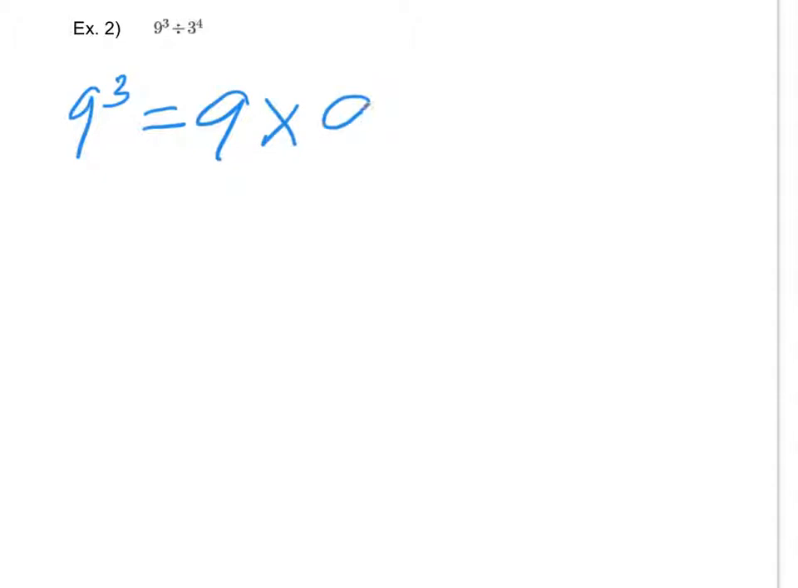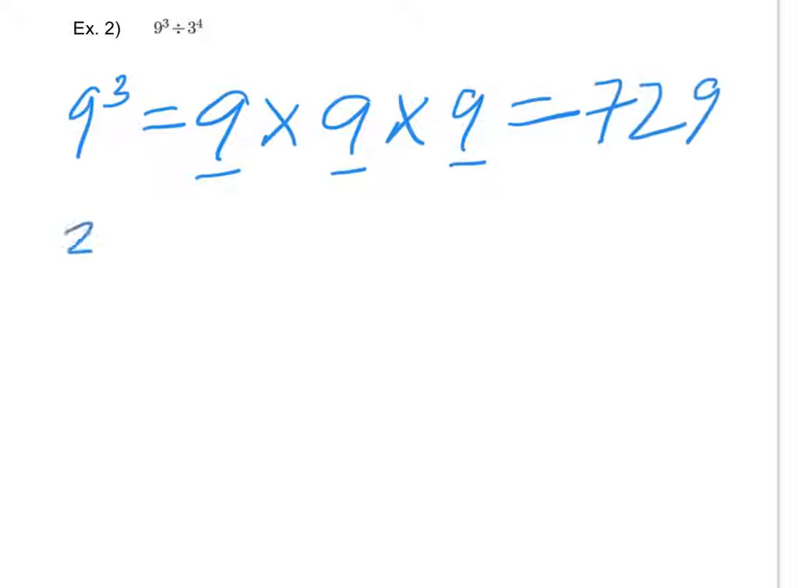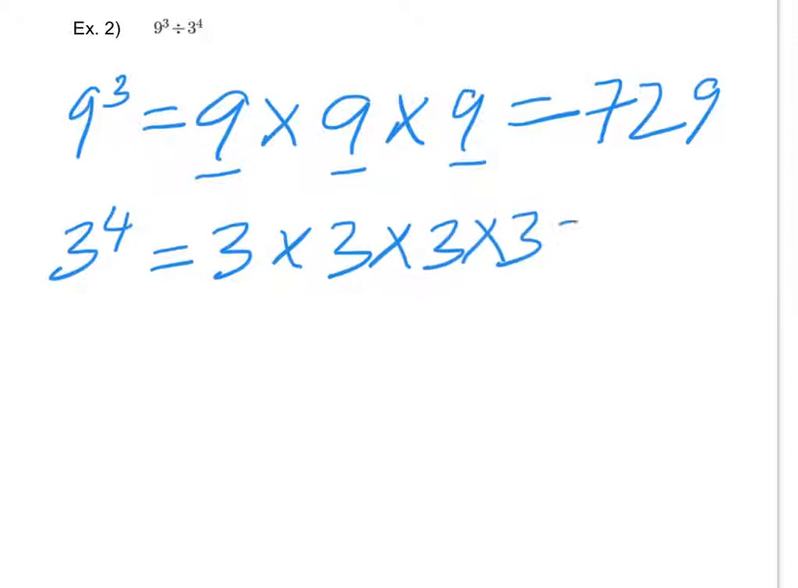Next one. Okay, so we have 9 cubed divided by 3 to the power of 4. So with this one, let's see how we're going to do this. Bear with me for a second. Okay, 9 cubed. 9 times 9 times 9. 9 times 9 is 81. Times the third 9 is 729. Okay?